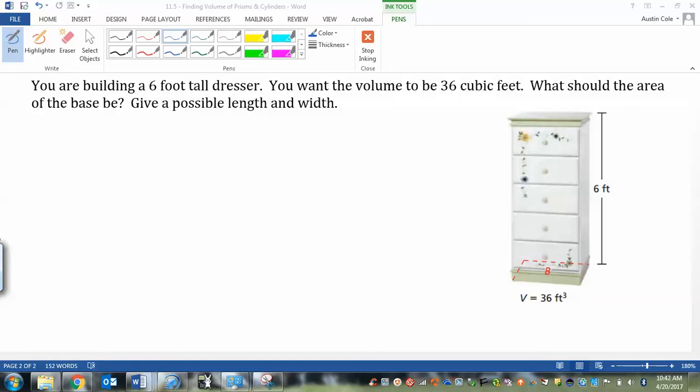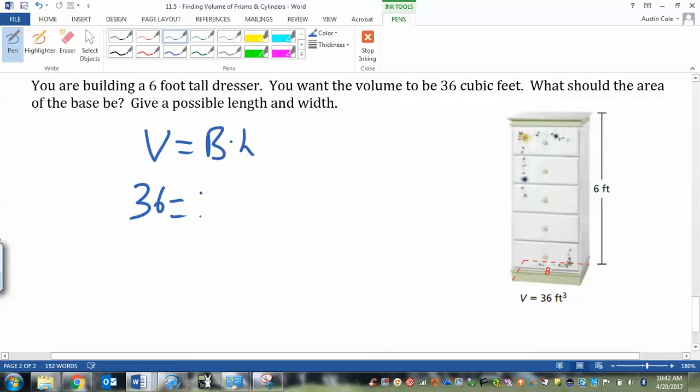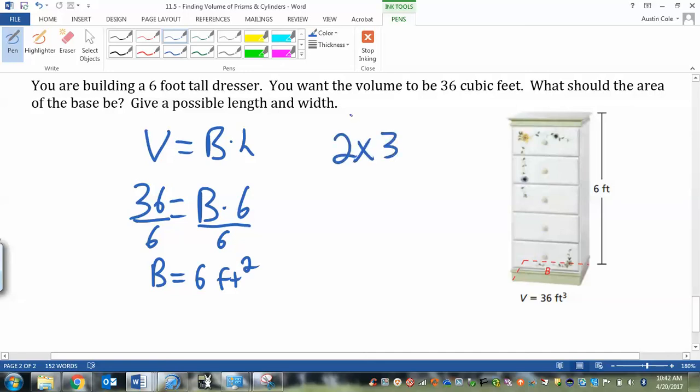How'd you do it? Joey, how'd you do it? I said 36 equals B times 6, because you don't know the base, but 6 is the height. And then you divide 36 by 6, which gives you 6 feet squared. And then one of the possibilities is 2 times 3, or 2 feet and 3 feet. Awesome.